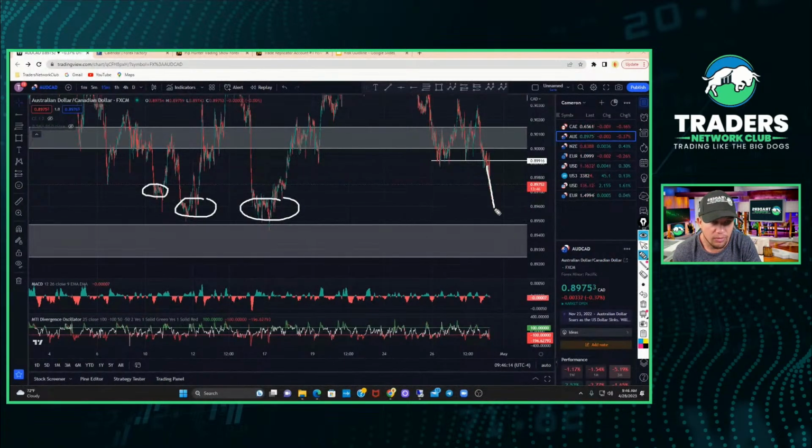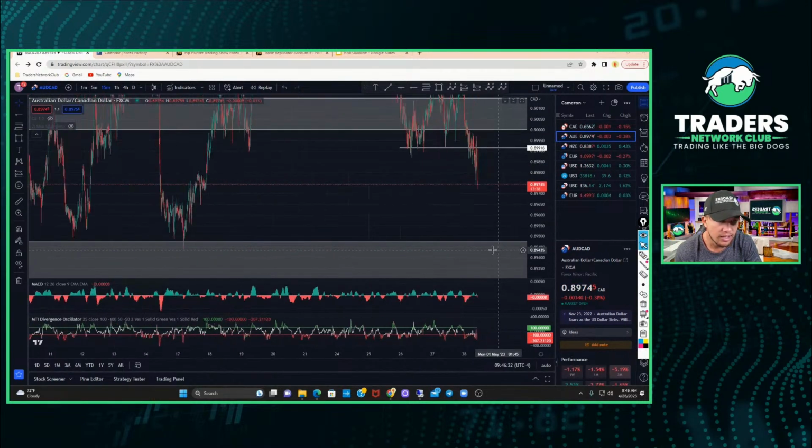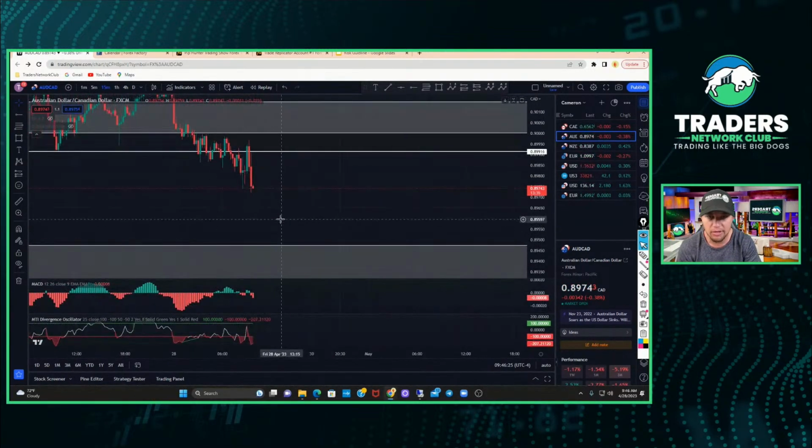So price definitely wants to work its way into this consolidation level here before it wants to go in a trace. But we could still see some waves, and we're looking only for 20 pips. Okay, so I'm pretty bearish here on the Aussie CAD.